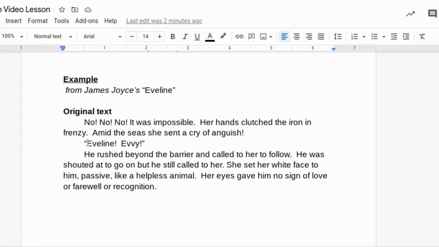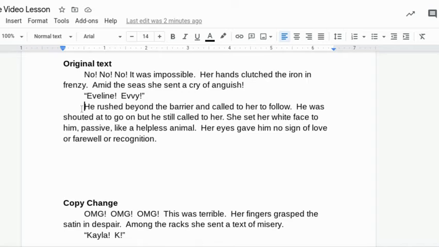Then we have this description. Amid the seas, she sent a cry of anguish. So she screams out. And then he calls to her, Eveline, Evie. So it uses her name and then calls her by a nickname.